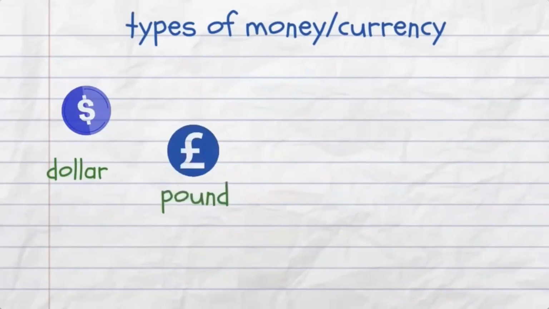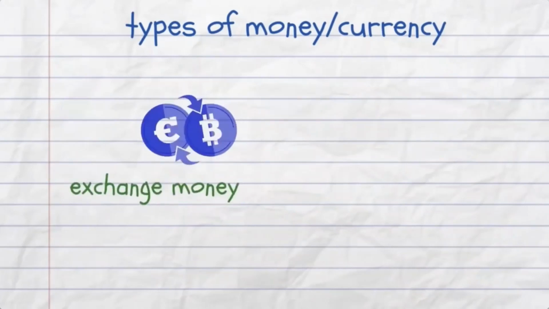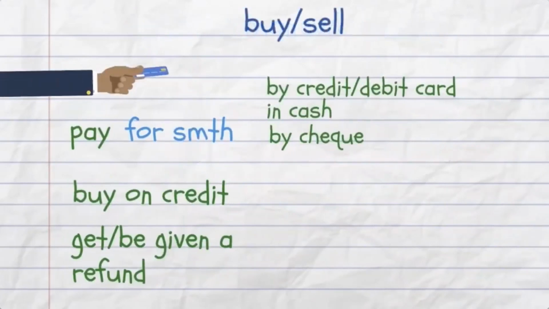For example, in the USA and some other countries, it is a dollar, in the UK it is the pound, and in the European Union it is the euro. And there is also a digital currency, which is called Bitcoin, a type of electronic money. You can exchange money at a certain exchange rate. For example, the exchange rate of Bitcoin to euro is 1,600 euro per Bitcoin.